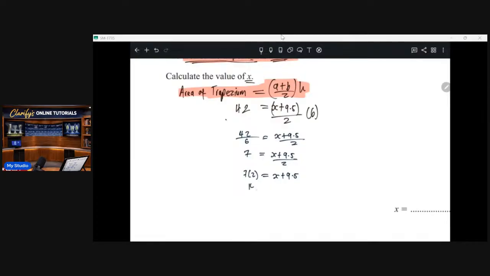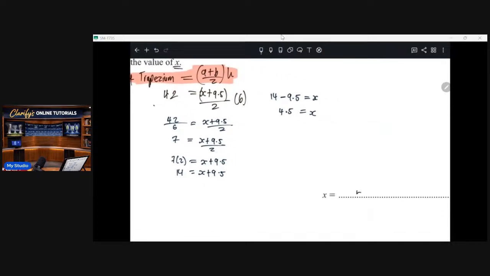14 is equal to x plus 9.5. 14 minus 9.5 is equal to x. 4.5 is equal to x. So what is our x? 4.5.